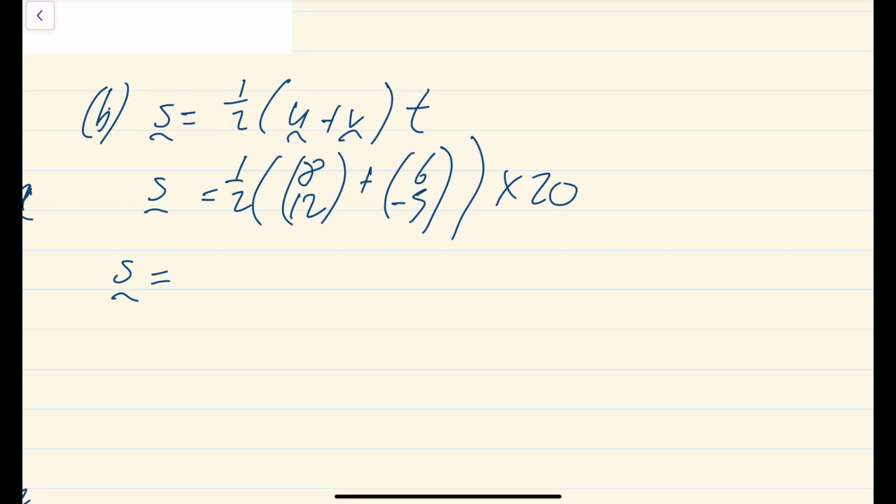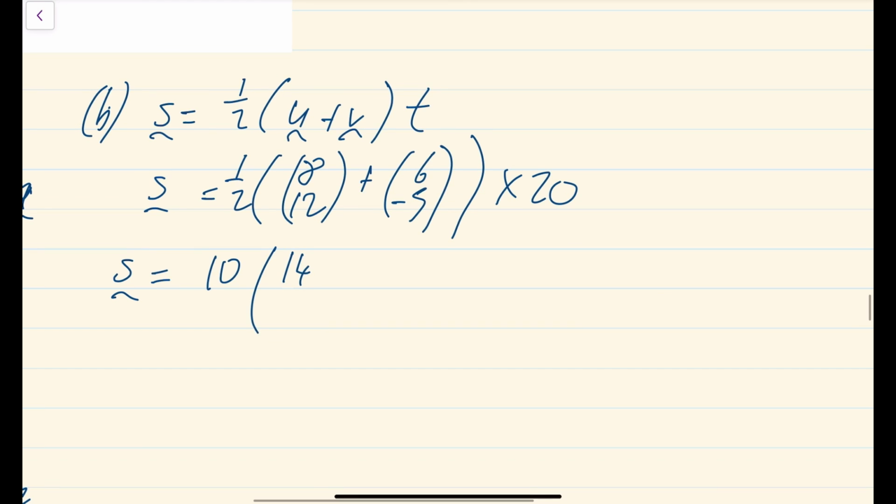So if we just do half times 20, that just gives you 10. Then if you do your 8 plus 6, that gives you 14, and 12 minus 5 gives you 7. And then if you just multiply in by that, you'll get 140 and 70. Now that is my displacement.